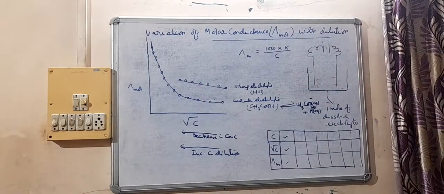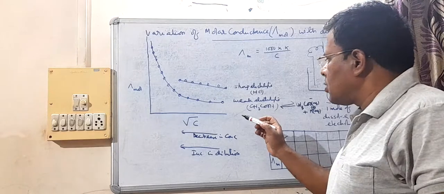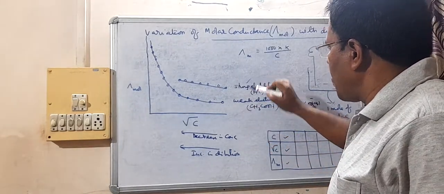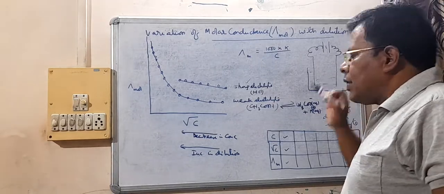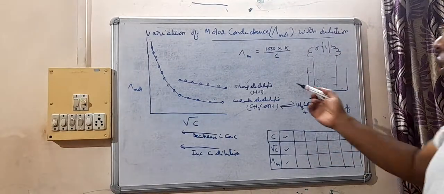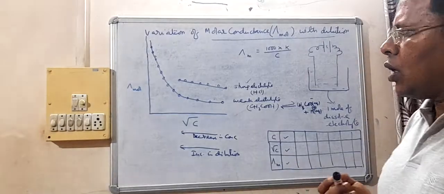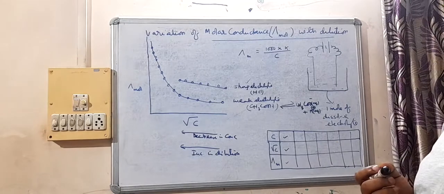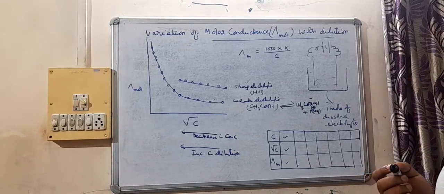Now what about a weak electrolyte? Sorry, weak electrolyte we have discussed. What about a strong electrolyte? Now suppose we have here HCl. HCl is an example of a strong electrolyte. Other examples of strong electrolytes are, say, NaCl, say, sulfuric acid. All these are examples of strong electrolytes.